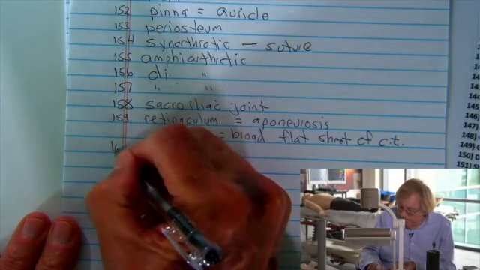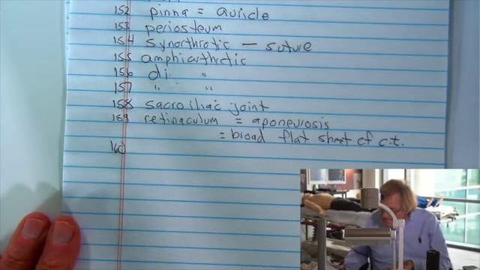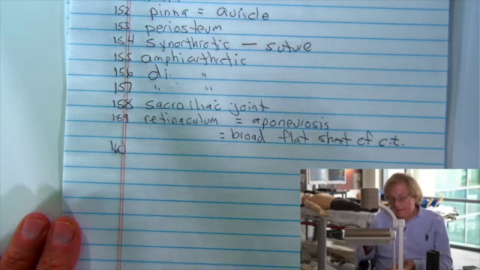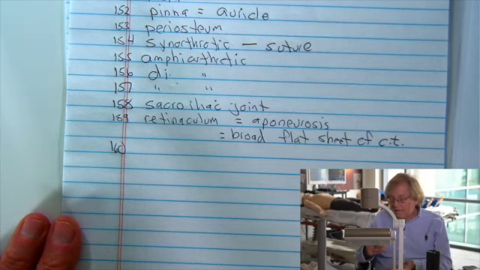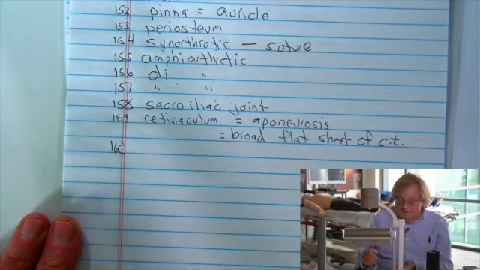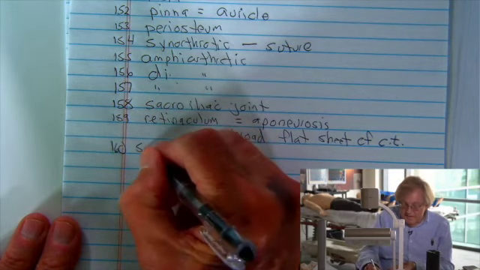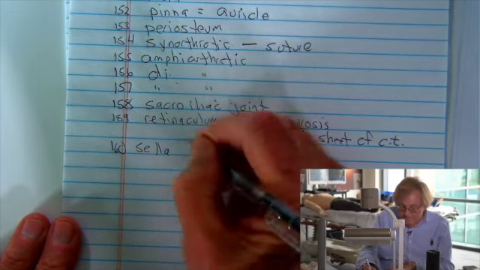160 says the bone process contained in the hypophysis. Remember, the hypophysis is the pituitary. Remember, the pituitary gland sits inside of the sphenoid bone, and therefore the sphenoid bone has that process called the sella turcica.